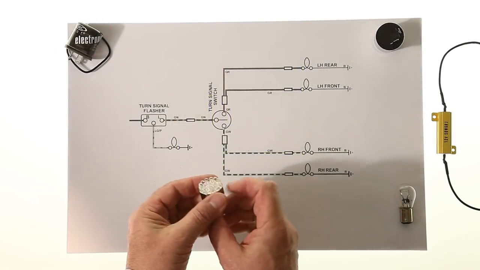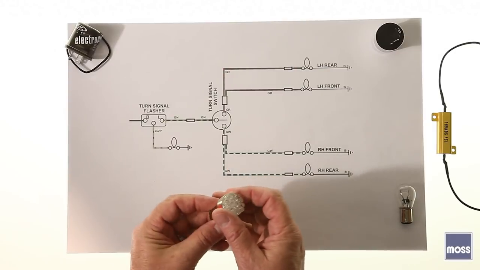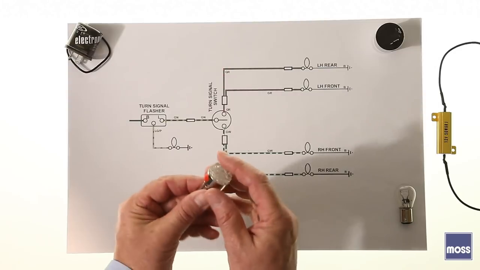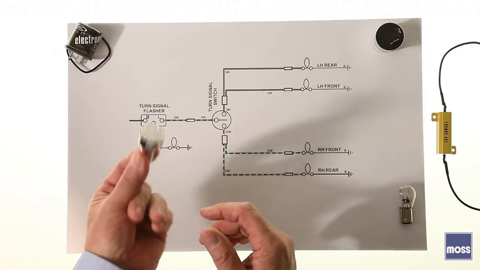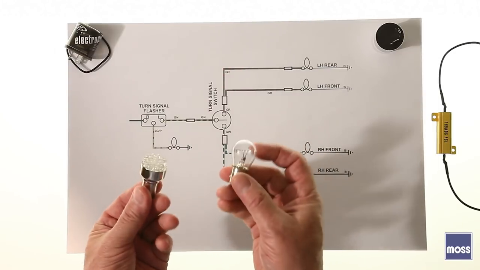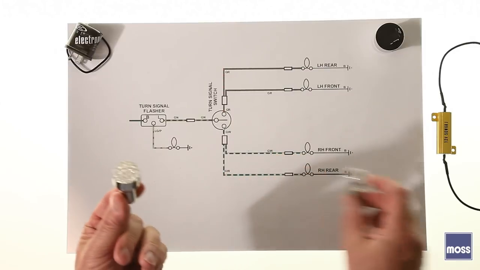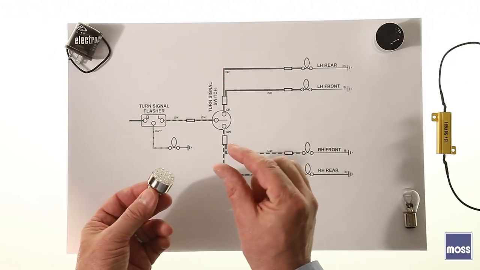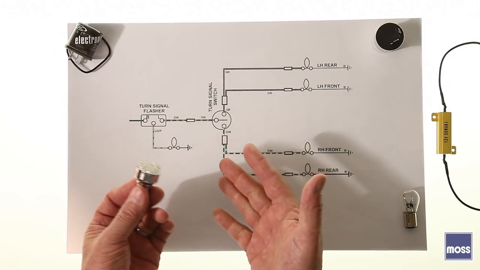LED lights use light-emitting diodes to produce light. Now, there's a few things that we already know about these. For example, LED lights can be significantly brighter than conventional bulbs of similar capacity. Also, LED lights consume a tiny fraction of the electricity a conventional bulb consumes.